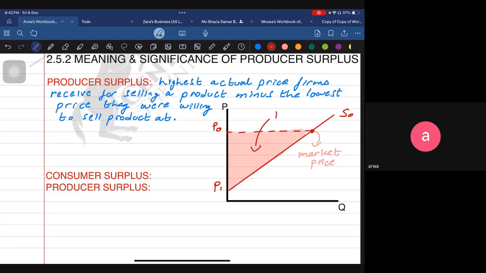So this is producer surplus. First we make a little bit of explanation of this as well. So firms are willing to receive till P1.